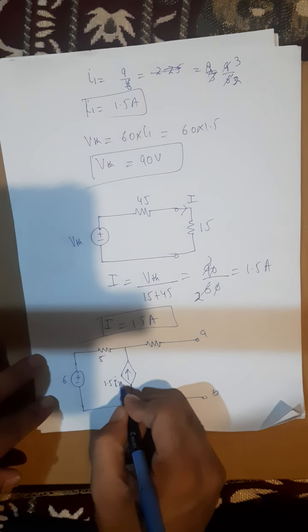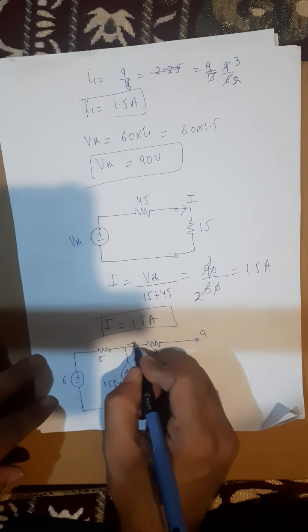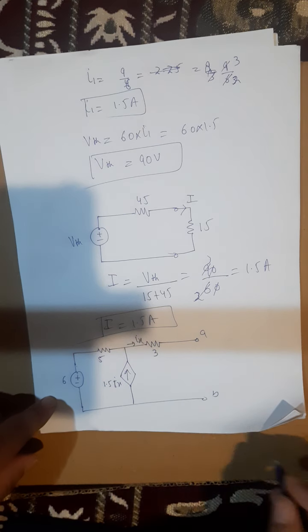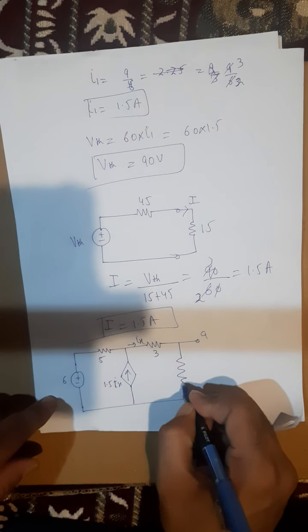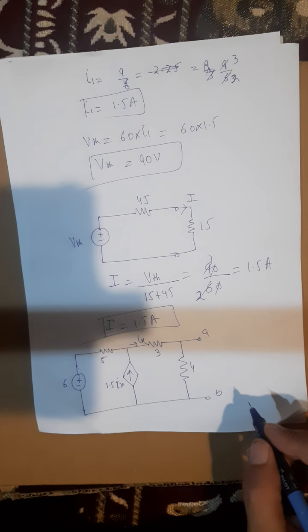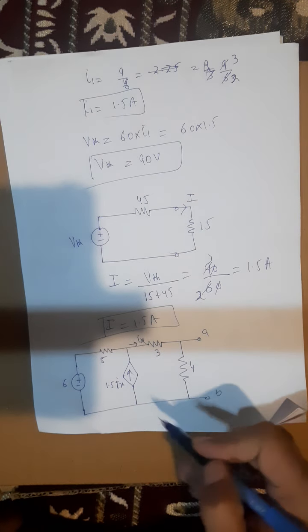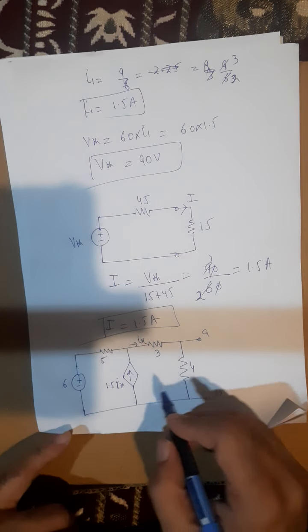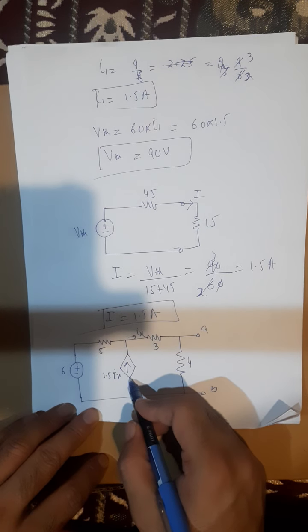The dependent source is 1.5 Ix, this resistor is 3 ohm, and the current flowing here is Ix. Here I have a 4 ohm resistor. So find the Thevenin equivalent circuit. We have to make the Thevenin equivalent circuit of this. We are talking about a circuit with a dependent source.